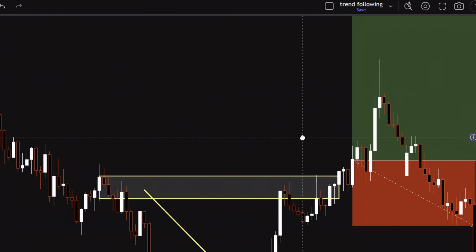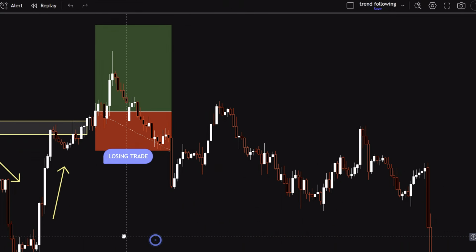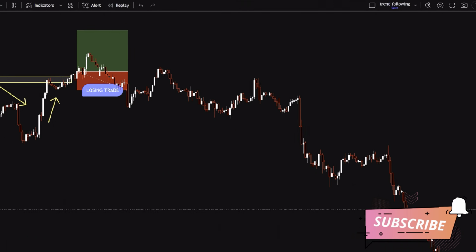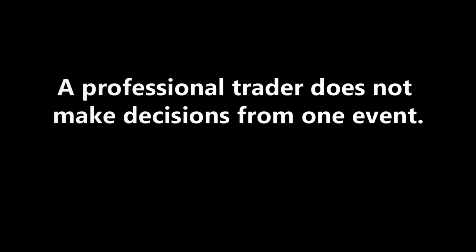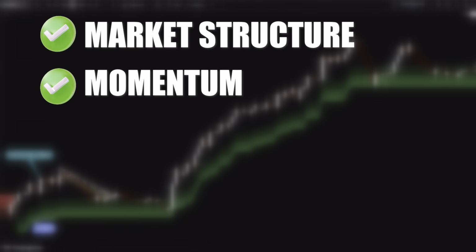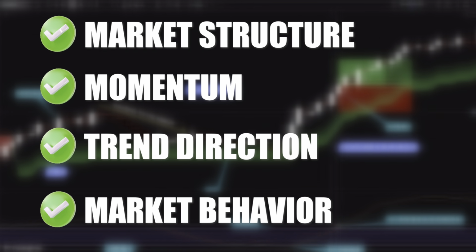And in this example, the answer becomes clear. Price breaks the structure, but there is not enough bullish continuation behind the move. The market rejected the breakout. The previous bearish pressure returns, and eventually a long position reaches the stop loss. Now the important lesson is not that structure breaks are useless. Structure breaks are important. They give us information, but they are only one part of the market story. A professional trader does not make decisions from one event. They combine structure, momentum, trend direction, and market behavior, because the market is not a collection of random candles. It is a continuous auction between buyers and sellers.